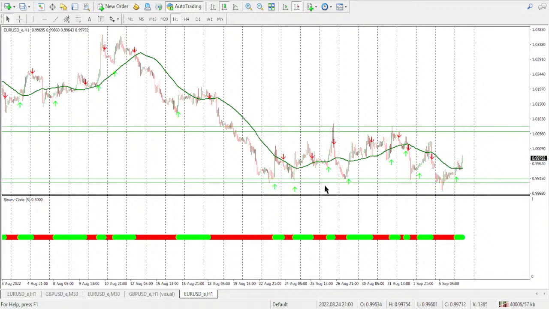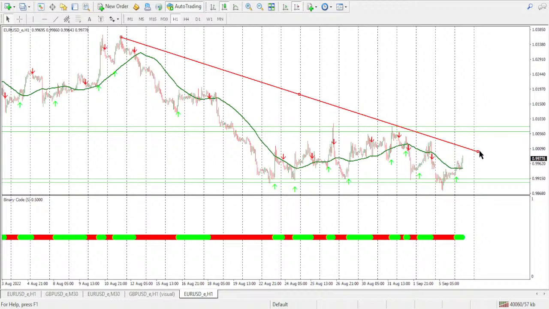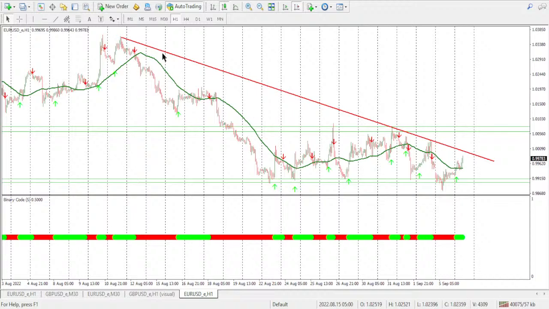We had a support, and a support, and a support, and another support. We also have a very good trend line that runs all the way from this point. So as we are speaking now, we have a very good trend line. We had a resistance here, we had a resistance here, we had a resistance. We expect the same place to be a resistance.